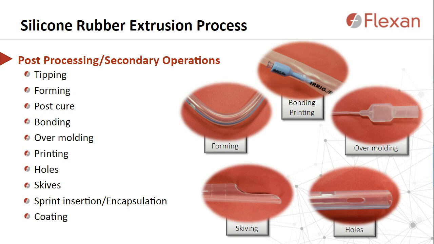Forming can impart a shape not achievable at the actual time of extrusion. Shapes such as right angles, spirals, and J are often used for catheters and other drug delivery methods. After tipping or forming, the product is post-cured to set the final shape, normalize properties, and stabilize dimensions. Other secondary operations include mechanical bonding, overmolding, printing, adding holes, skiving, spring insertion, and coating.